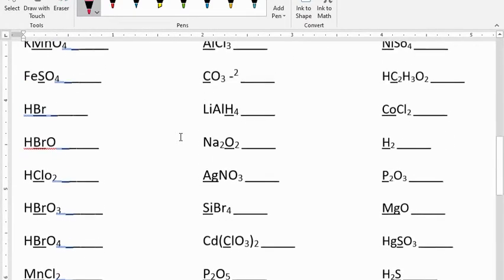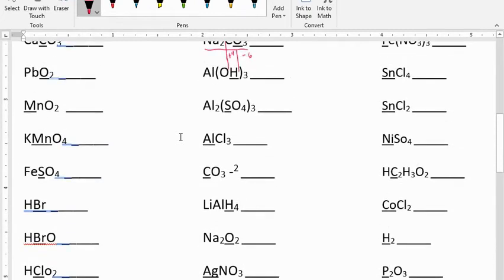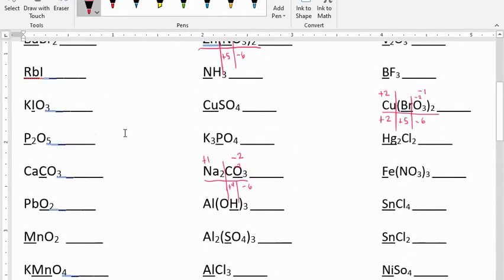Try to find another one that's a little more challenging. Oh, here. This is a good one, the phosphorus, okay? Phosphorus and oxygen. So again, oxygen's a -2. So -2 times 5 would be a -10. Over here then, this doesn't have a charge associated with it. So this side has to be a +10.